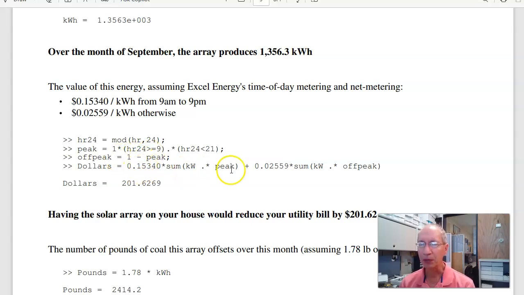If I'm during peak hours, it's the kilowatt times peak. This is 0 or 1: is it peak or is it not? During peak hours, I get 15 cents. During off-peak hours, I get 2.5 cents. Add them all up, and I would produce $201 worth of electricity.